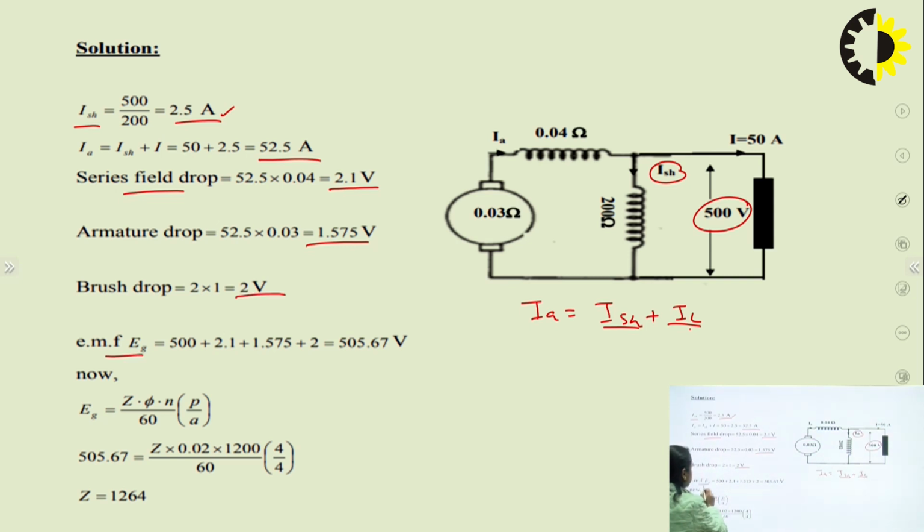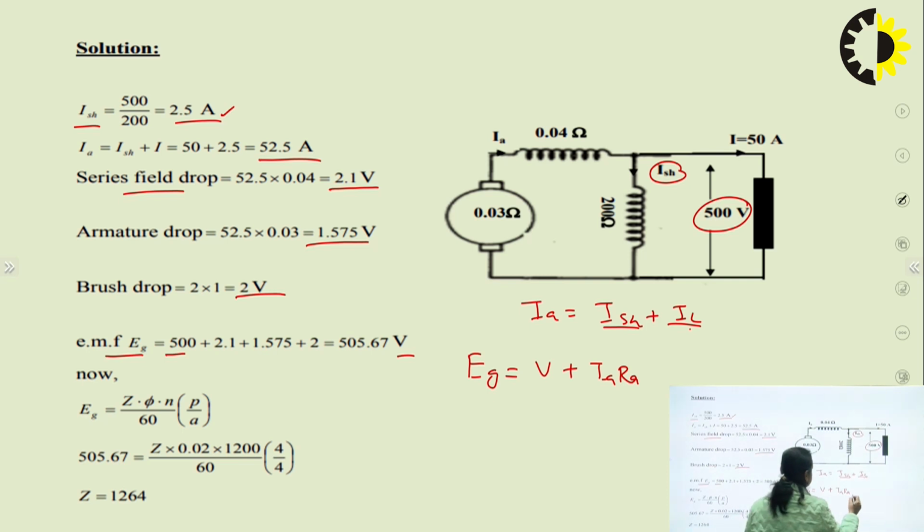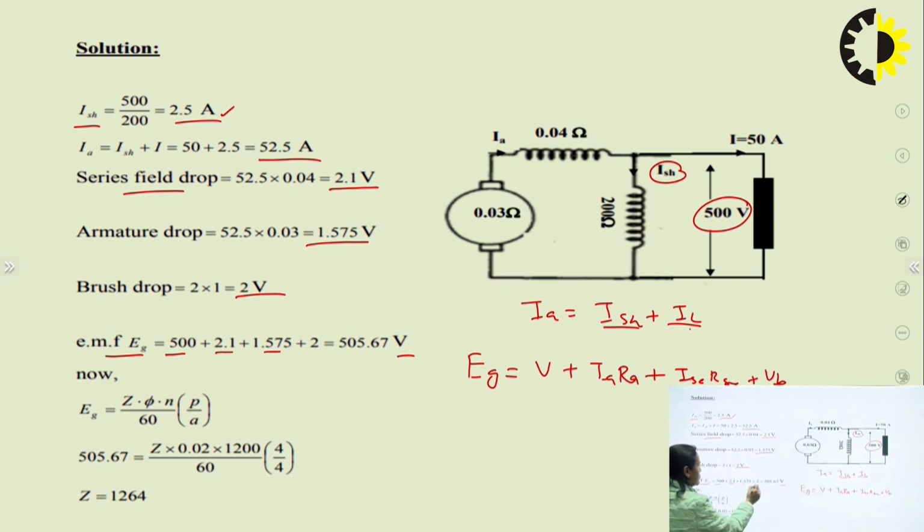So the generated EMF, what will be the equation for this? You know that EG will be equal to V plus IA RA plus ISC RSC plus VP. So this will be the equation. If you put all the values here, you will get 505.67, right?